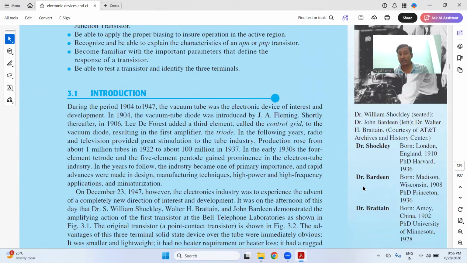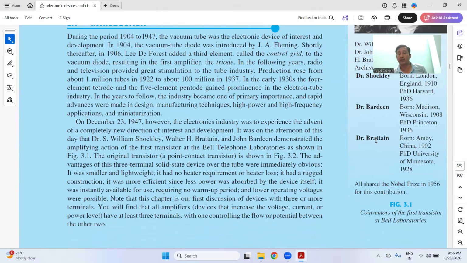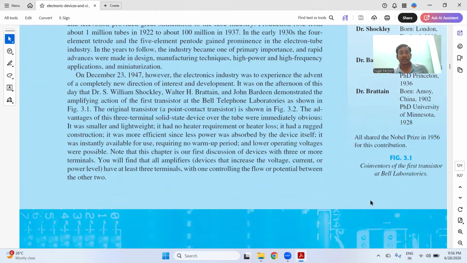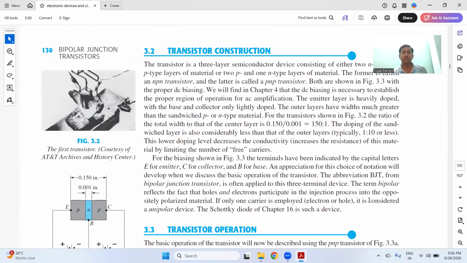And these are the archives you can see here. They all shared the Nobel Prize in 1956 for this contribution toward the transistor, and they were the co-inventors of the first transistor at Bell Laboratories. So these are the figures: one, two, three. These are the three scientists: Dr. William Shockley, Dr. Bardeen, and Dr. Brattain. So this is the history about the transistor.